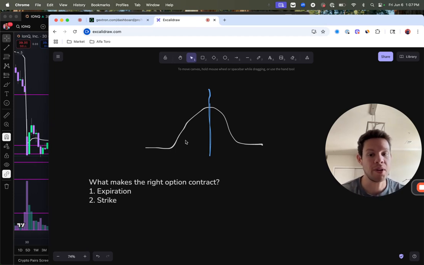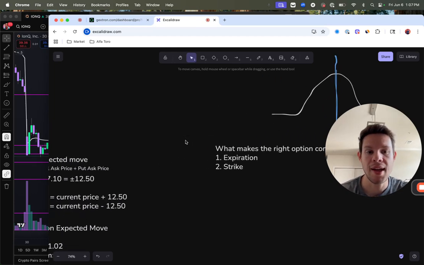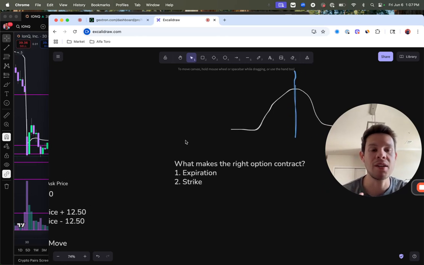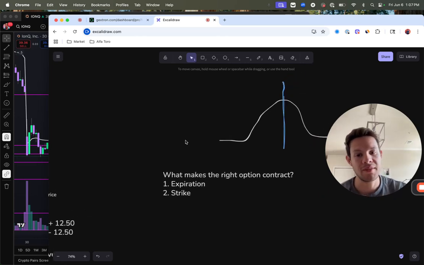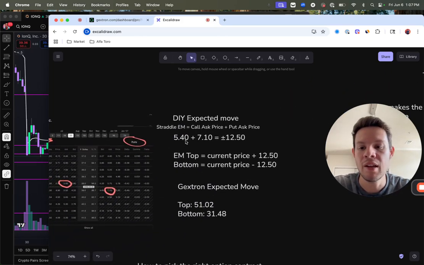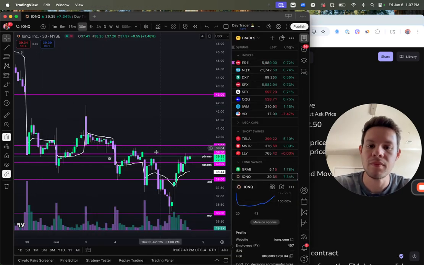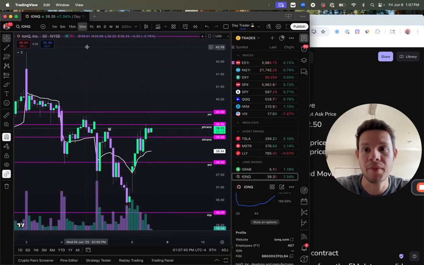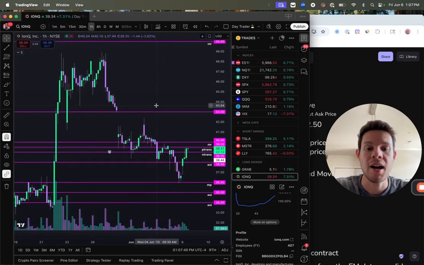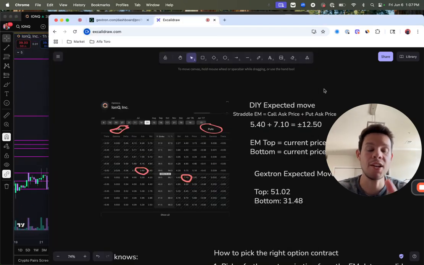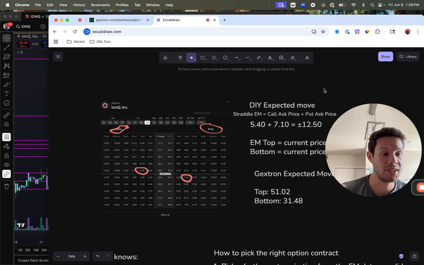So now that you know what makes up the right option contract, now you need to know, how do I pick it? How do I know what expiration to pick? What strike do you need to pick? I'm going to explain that to you. First things first, I'm going to give you an example here, IONQ. This method applies to day trading, scalp trading, and leap options. This is how we do it for all those different types of trades, all those styles.